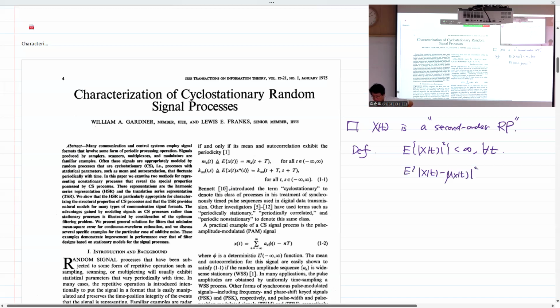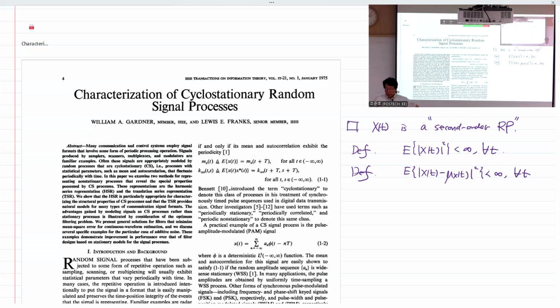Some people assume that a second order random process means that when the mean path is subtracted, the rest of the random process has finite power for all t. By the way, what's the difference between definition 1 and definition 2? In definition 2, it is assumed that you have the mean path well defined.